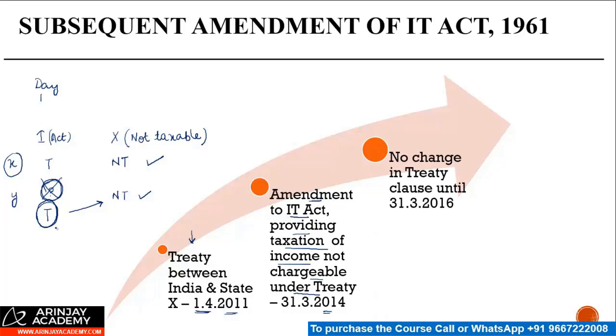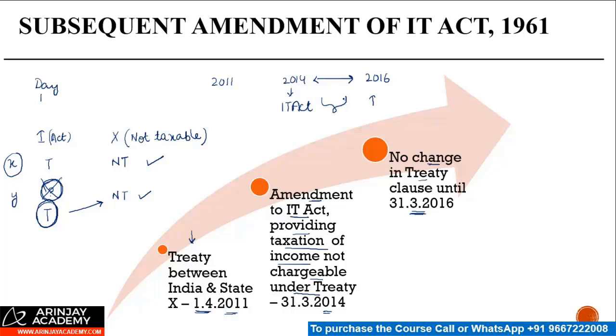What is going to happen is that there is no change in the treaty until 31/3/2016. So in 2011, you enter into a treaty. In 2014, there is an amendment to the IT Act, right? And in 2016, there is no change in the treaty between this period. So how does it work?